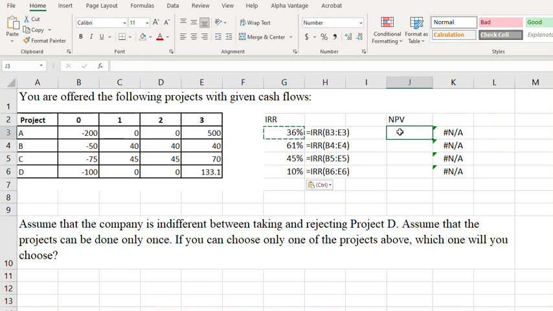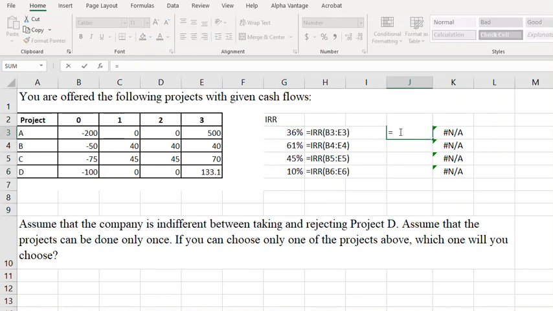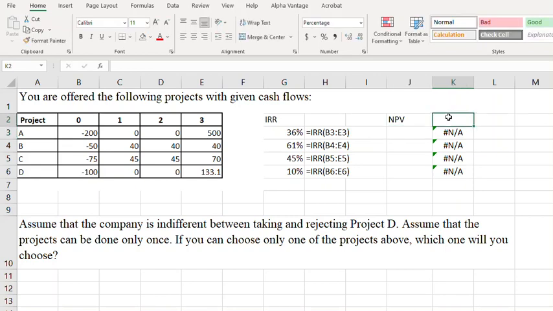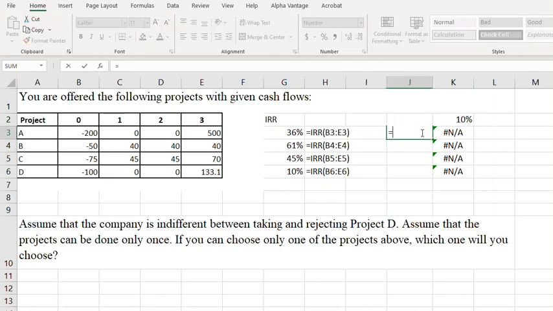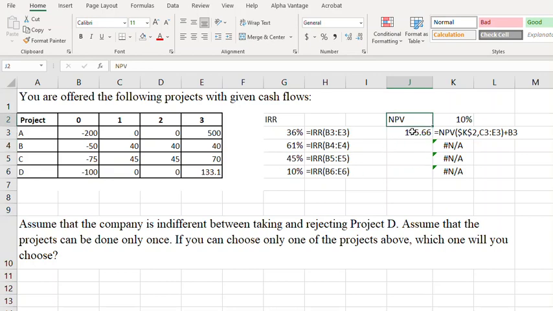So we can calculate an NPV. And so, as an example, if we put up here 10%, we say equal to NPV with our rate right here, and we'll lock in our rate, hit F4, and then we get our cash flows, and then we add back in our cost at time 0. We can see that project A is worth $175.66, and we can just drag this down.